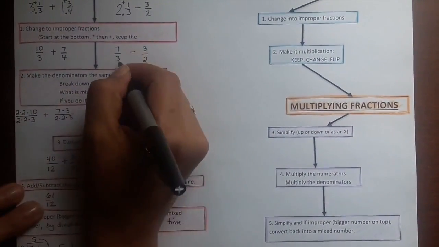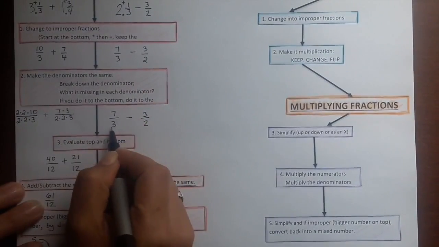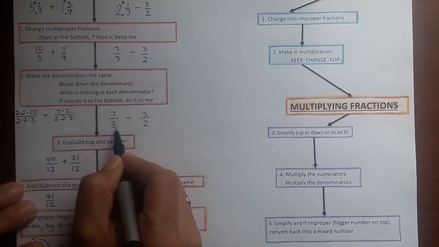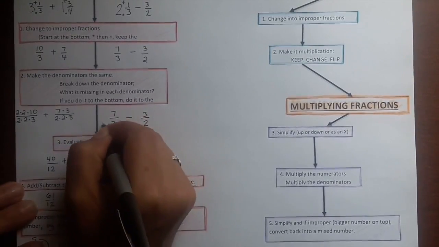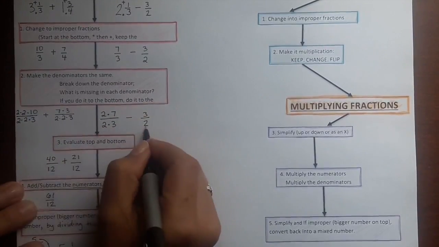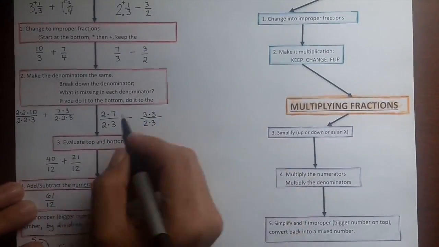You can't break them up, so that's fine. So now what's the first one missing? It's missing a 2. If you do it to the bottom, you're going to do it to the top. On the second fraction, I already have a 2, so what's that missing? It's missing a 3. If I do it to the bottom, I do it on the top.